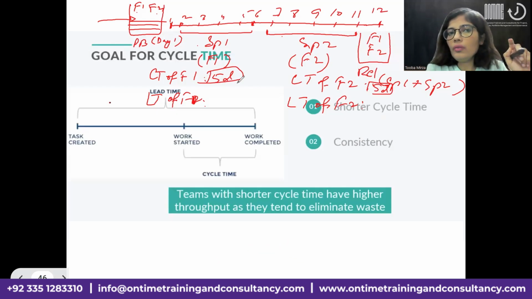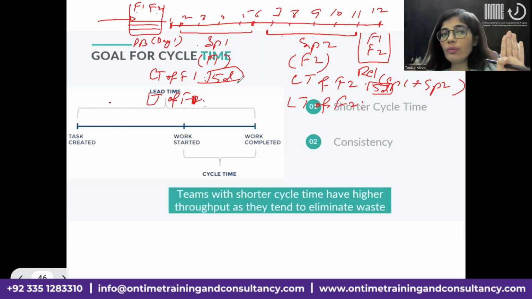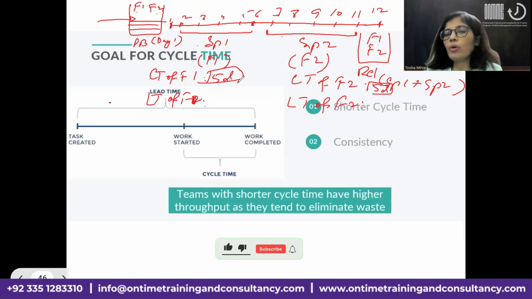Now, lead time is the time that you take for a task or a work or a story between its creation time or its assignment time versus its delivery time. That is what lead time is. So from this use case, what is the lead time of F1 and F2? If I say delivery time for F1 is 6 days.